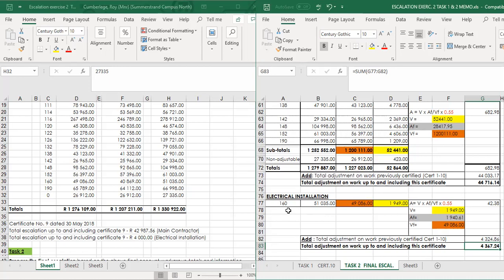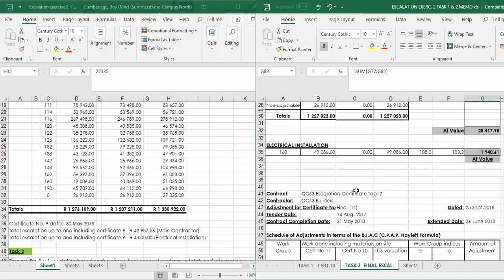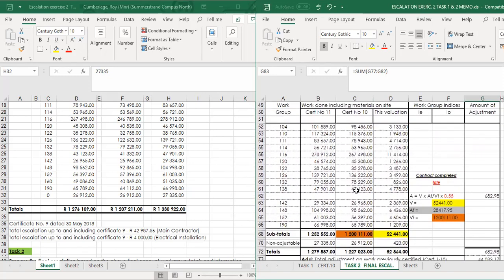Good. As I said before, we've treated this as an individual task, but escalation forms part and parcel of a payment certificate. So when we're going to issue a payment certificate at the end of the month and the contract is subject to escalation, we need to calculate the escalation on that project.